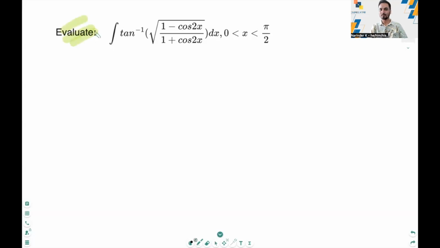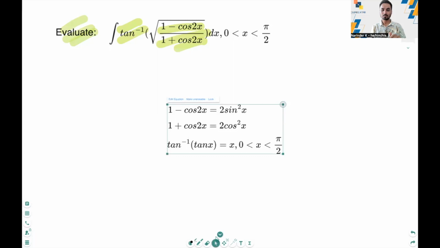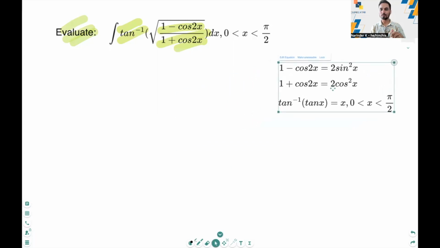Today we are evaluating the integral of tan inverse of the square root of (1 minus cos 2x) divided by (1 plus cos 2x) dx, where x is between 0 and pi over 2. We will solve this question by using the identities of 1 minus cos 2x, 1 plus cos 2x, and the tan inverse of tan x, where x is between 0 and pi over 2, equals x. So these are the identities that we'll be using.